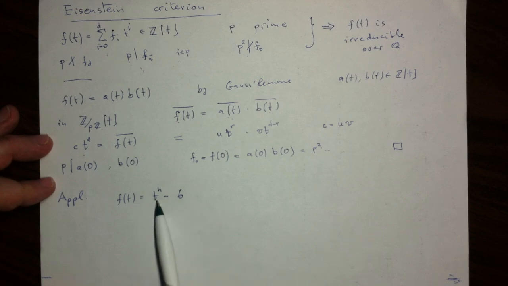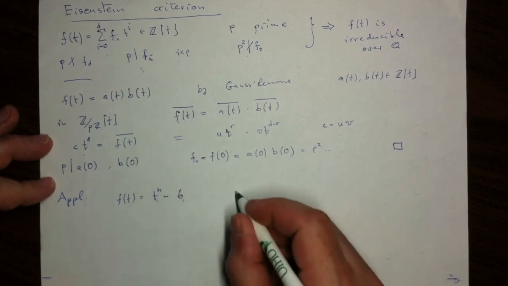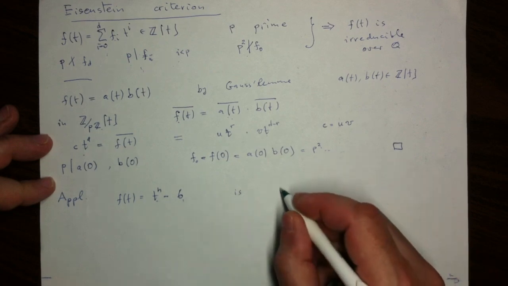All but the leading coefficient are divisible by 2. Well, the absent ones are zero, hence divisible, and the free term is divisible by 2. And then the free term is not divisible by 2 squared, by 4. Hence, this polynomial is irreducible.